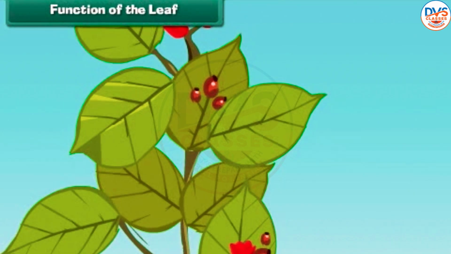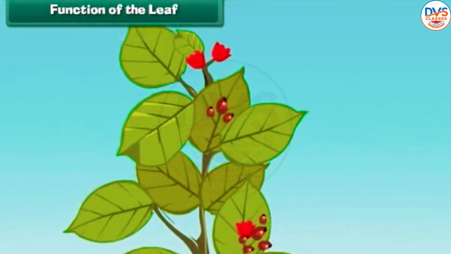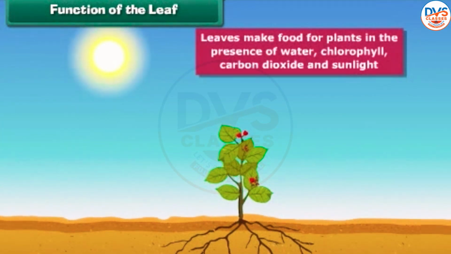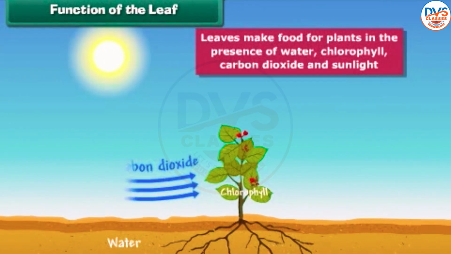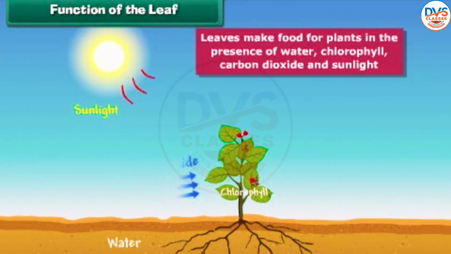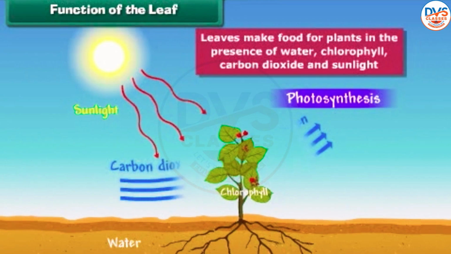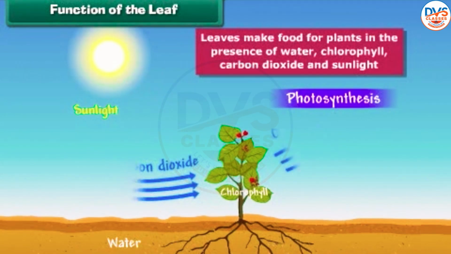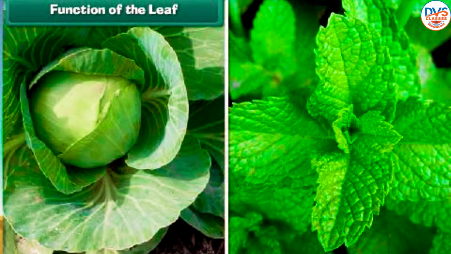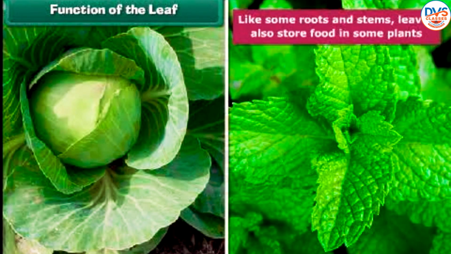Now let's discuss the main functions of a leaf. The main function of a leaf is to make food for the plant. For making the food, they use water, chlorophyll, carbon dioxide, and sunlight. This process of making food is called photosynthesis. In this process, oxygen is released. All living things require oxygen for breathing. Some plants like cabbage and mint store food in their leaves. We eat these leaves to get nutrition.